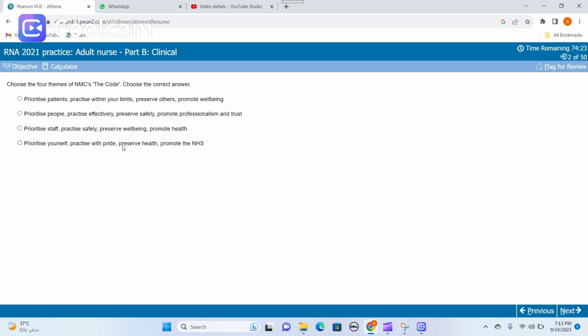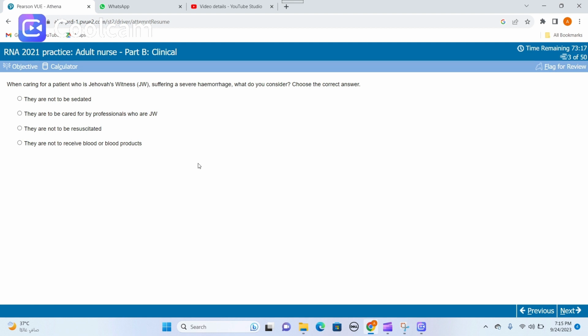Then the next question: choose the four themes of the NMC Code. The options are: prioritise patients, practice within your limits, preserve others, promote well-being. Second option: prioritise people, practise effectively, preserve safety, promote professionalism and trust. Prioritise staff, practise safely, preserve well-being, promote health. Then promote yourself. No, we are not going to promote ourselves, so we can eliminate this one. So prioritise people, practise effectively, preserve safety, promote professionalism and trust. Yes, this will be the correct answer. This is the Code of the NMC.